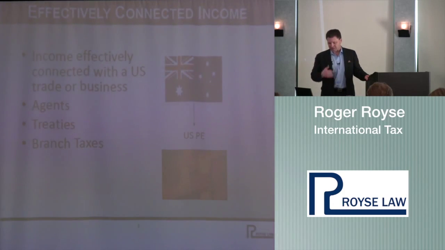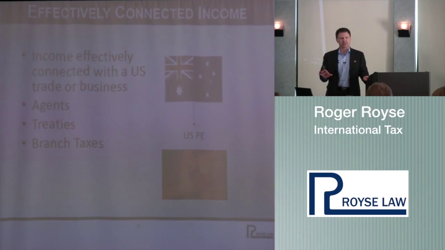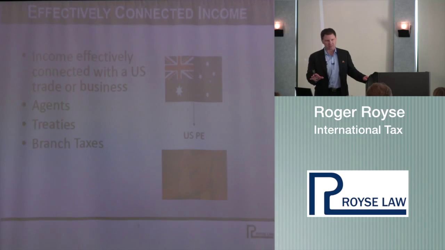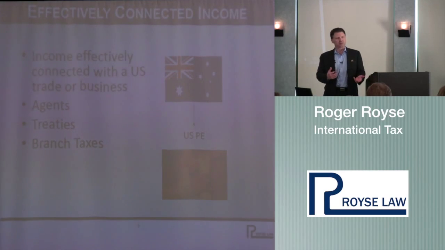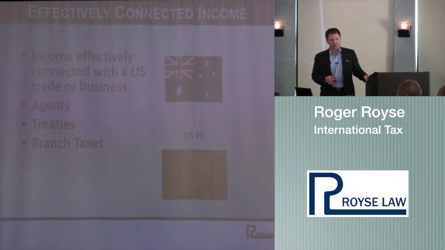So U.S. source is how we commonly say it, but what we really mean is income that's effectively connected to a trade or business. Where we get into trouble, though, is with agents, because the rest is usually not that tough. It's usually pretty easy to see. If you have a business in the U.S. and that business is making money, you can see that that's U.S. income and it's going to be taxed here. Where we run into trouble is when foreign corporations hire agents here in the U.S. to conduct business for them.